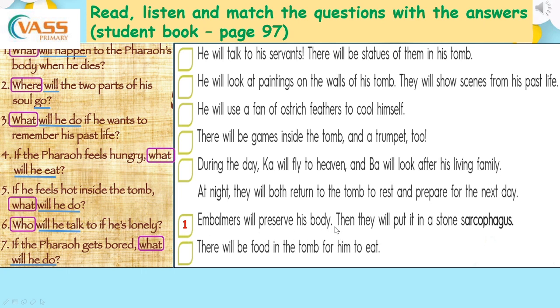Embalmers will preserve his body. Then they will put it in a stone sarcophagus. Where will the two parts of his soul go? During the day, Ka will fly to heaven, and Ba will look after his living family. At night, they will both return to the tomb to rest and prepare for the next day.